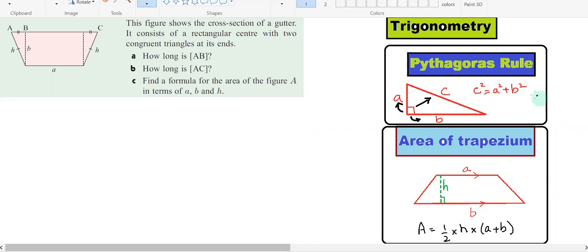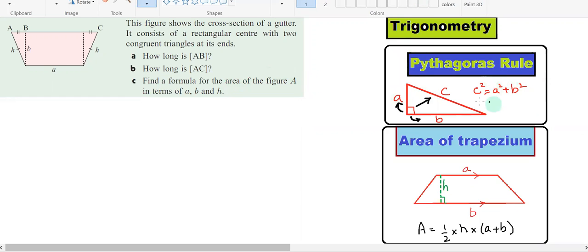Hi everyone. In this short video, we are going to use basic trigonometry. I've already made a video for basic trigonometry where Pythagoras rule and trigonometric ratios are discussed. In this question in particular, we will be using the Pythagoras rule.